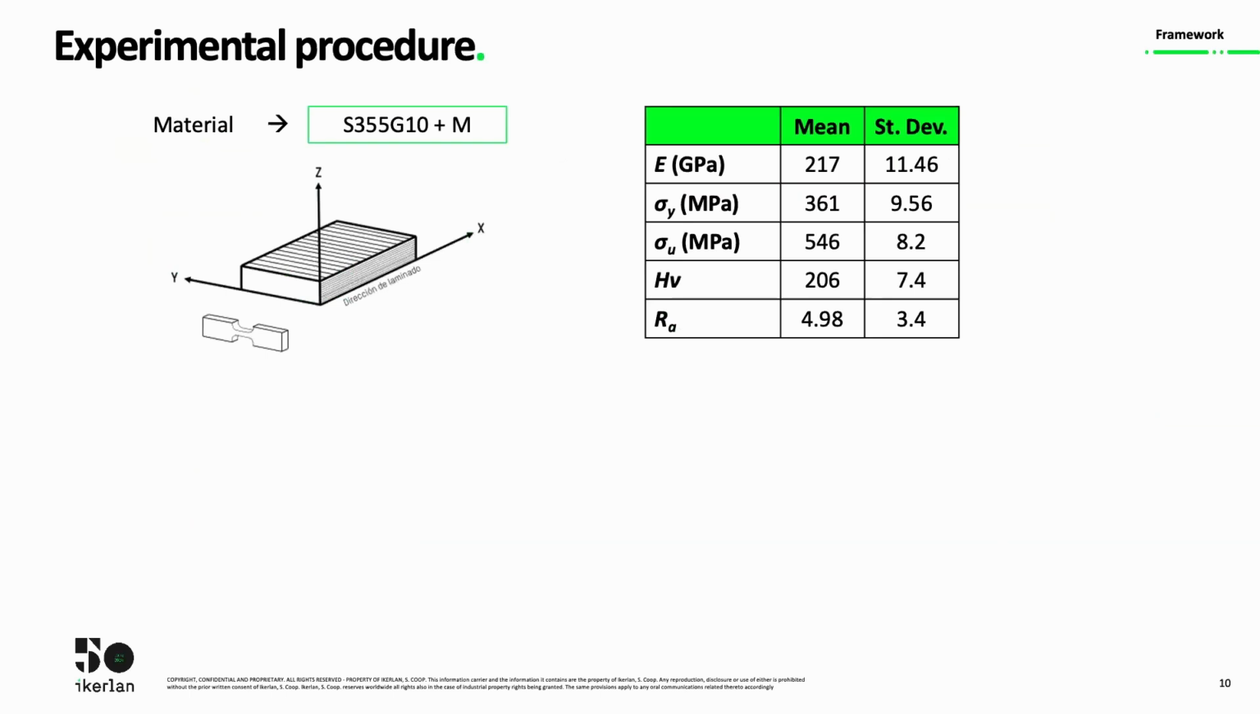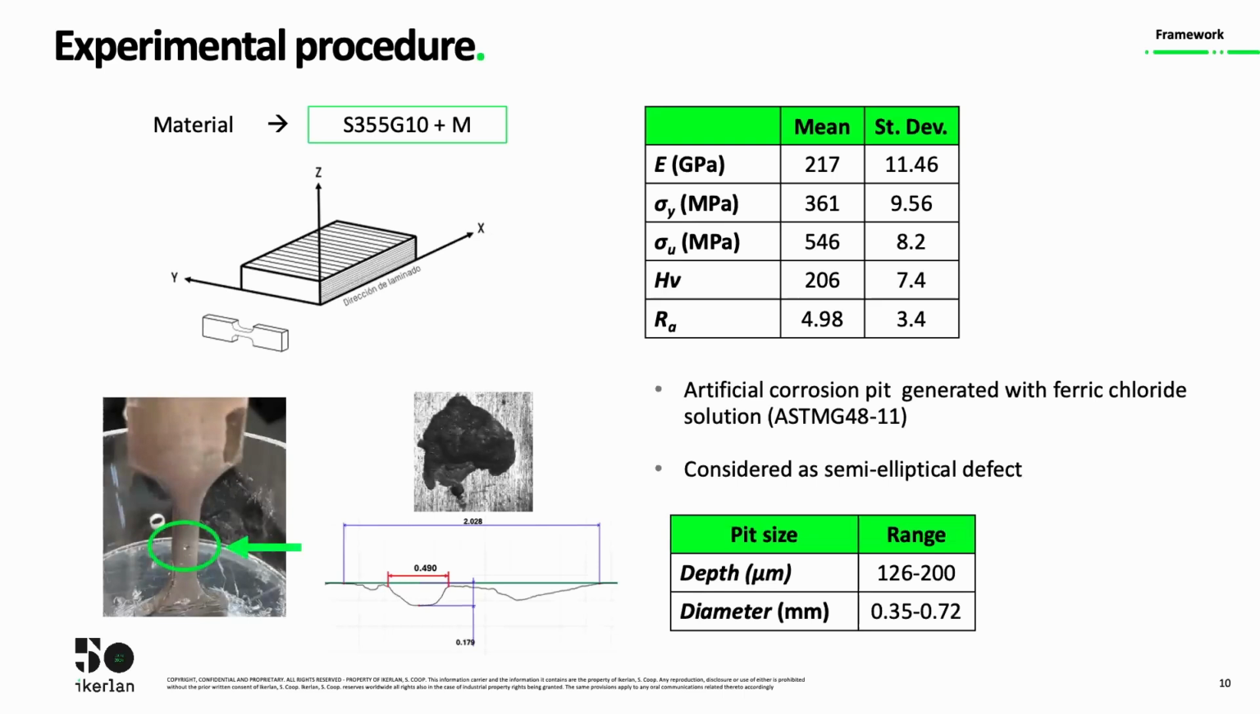The samples in this study were manufactured from steel S355G10+M with mechanical properties shown in the image. And in the fatigue samples, we generated a corrosion pit in the center of the sample using a ferric chloride solution. This corrosion pit was considered as a semi-elliptical defect with a pit size in the range of 126 to 200 microns deep.